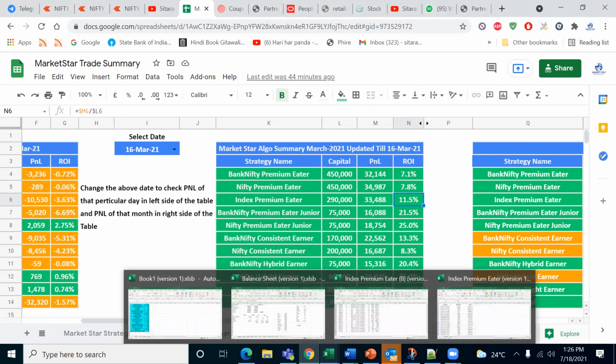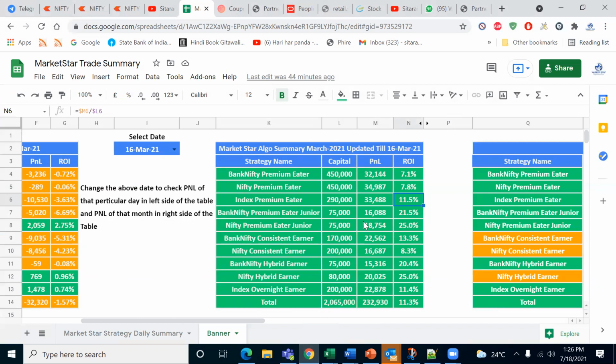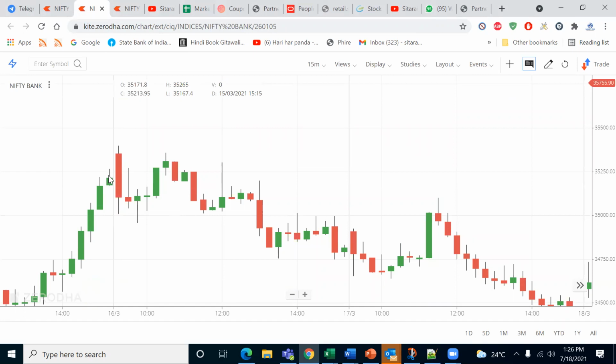And why am I showing you March data? Because in the month of March, you are seeing 16th March, 19th March and 25th March. In these 3 days, you are making a loss of 29,000. Even after a 29,000 loss, the month still ended with 33,488 rupees profit, which is 11.5%, which is outstanding, I would say. I will show you the graphs where it hit us badly in this strategy.